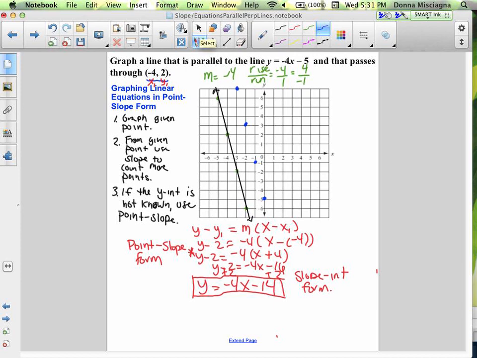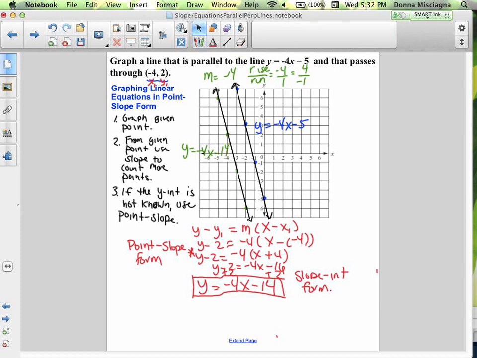And now when you look at those, you can see, because we have points right there, that those two lines definitely have the same slope. They have the exact same rise and run all the way through. We can see they're going down 4 and to the right 1. So on the right-hand side is the graph of the equation we were given, y equals -4x minus 5. On the left-hand side is y equals -4x minus 14.